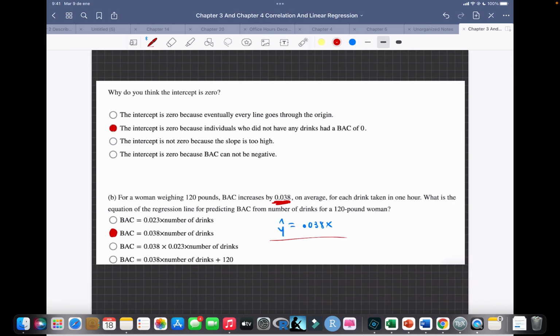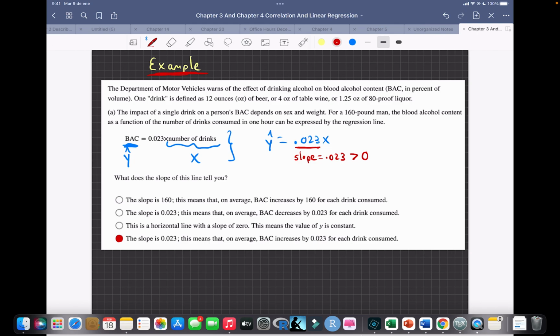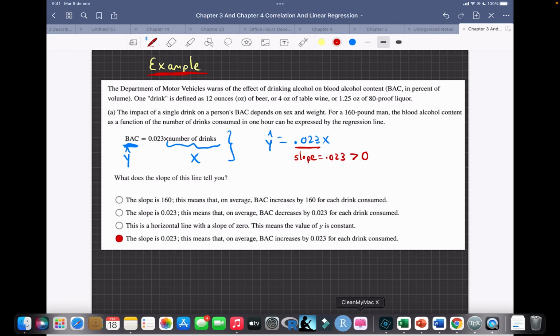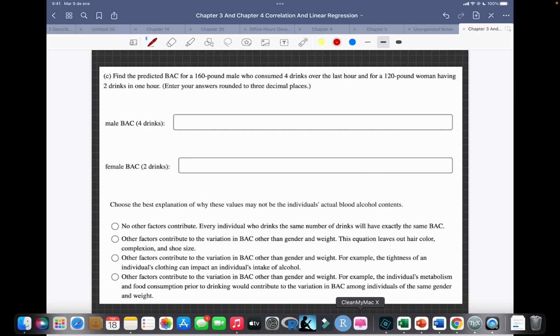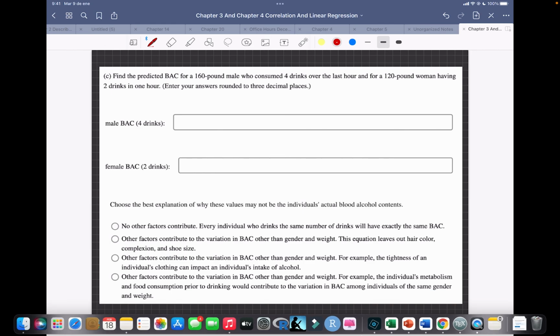Wait a second, 0.023 times 4 for 160. I think we have to use the two models, 160 pound for drinks.